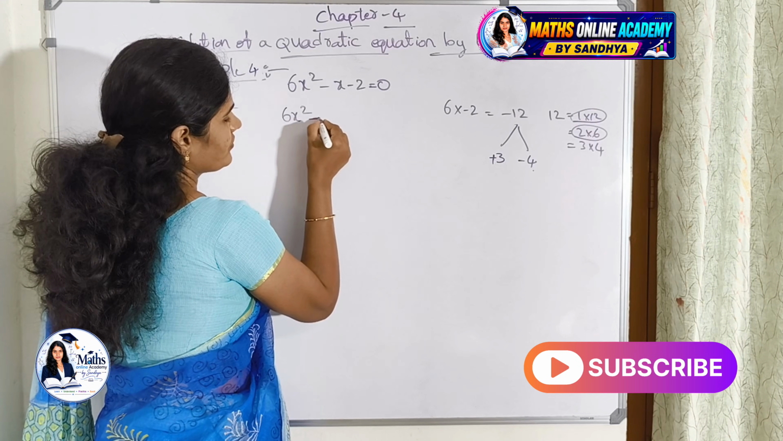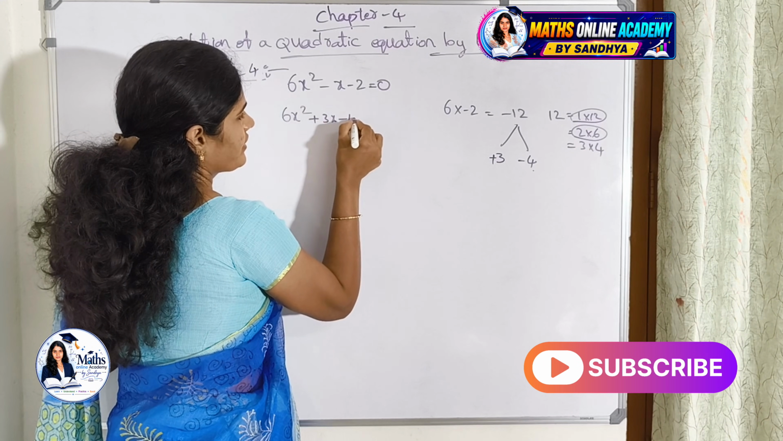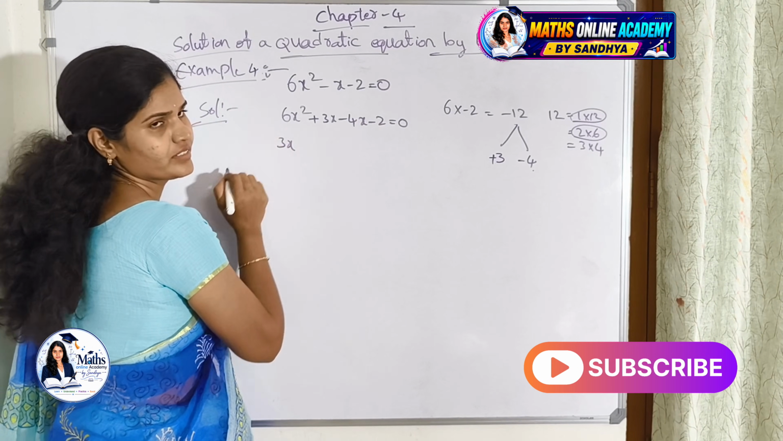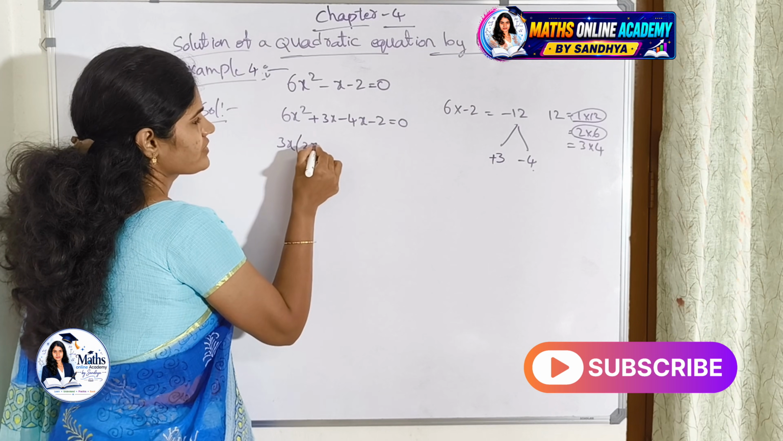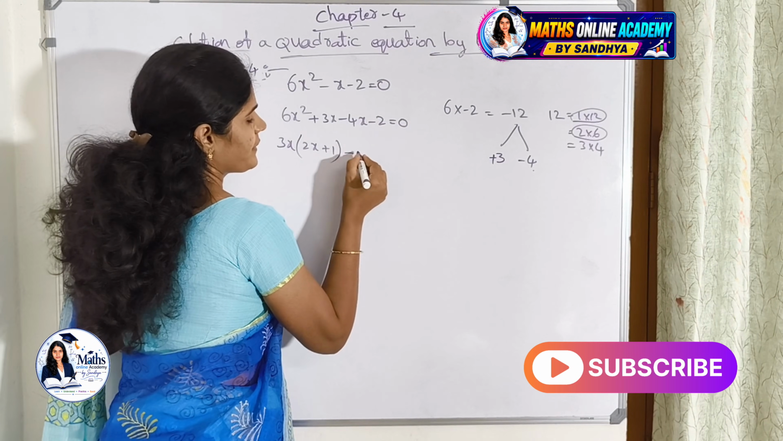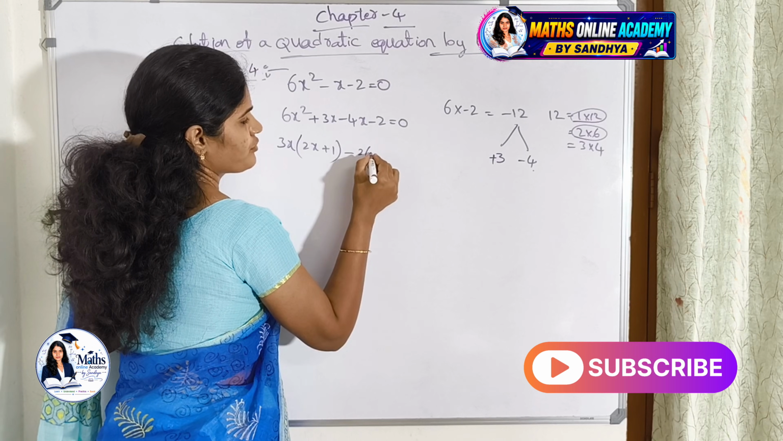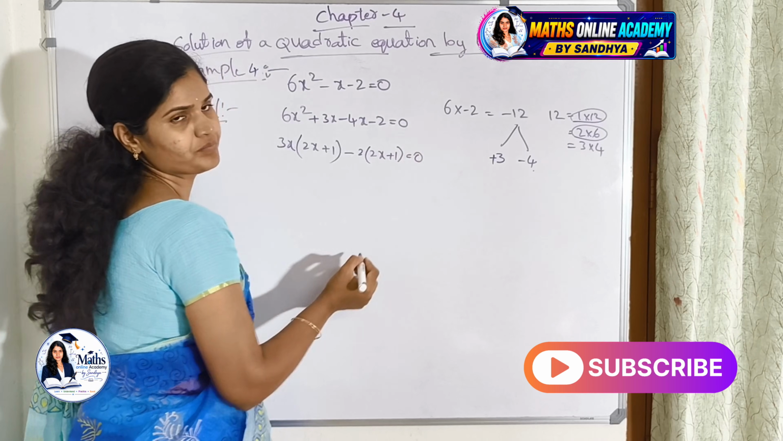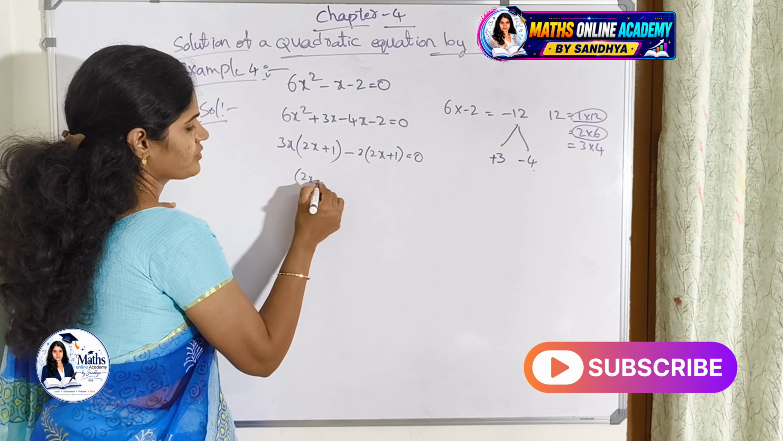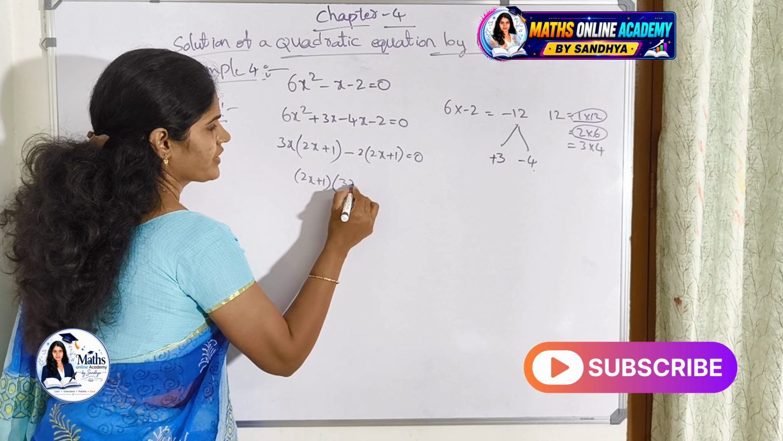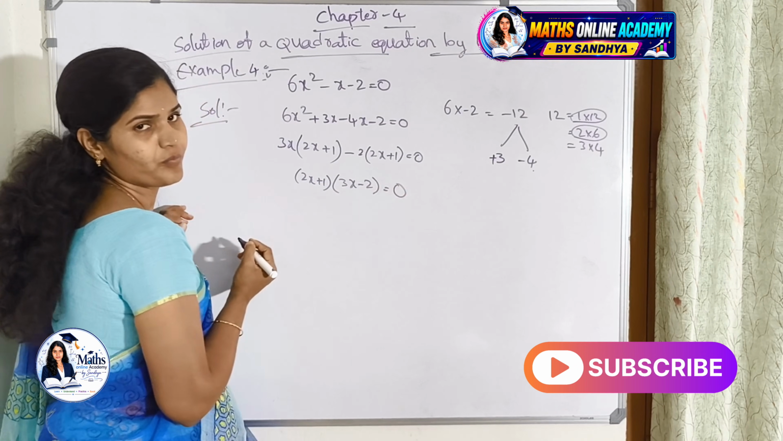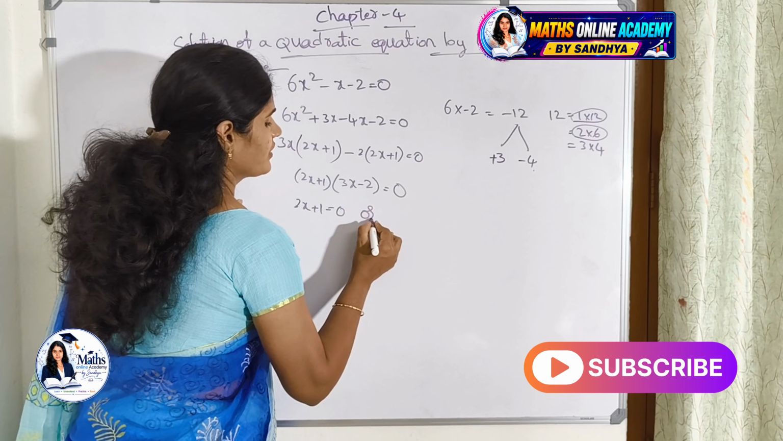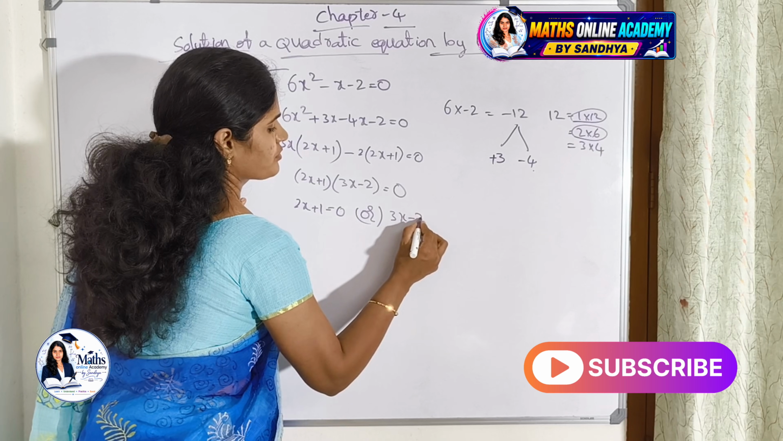6x square plus 3x minus 4x minus 2 equal to 0. And take 3x common: 2x plus 1, and here minus 2. Minus 2 means plus 2x plus 1. Okay. 2x plus 1 into 3x minus 2 equal to 0. And 2x plus 1 equal to 0, 3x minus 2 equal to 0.